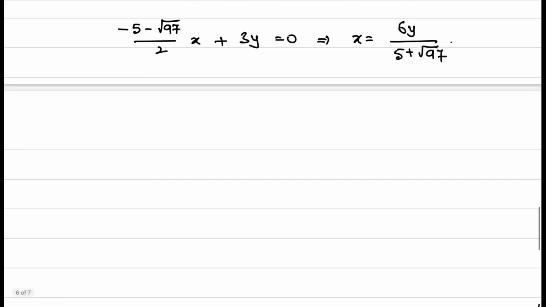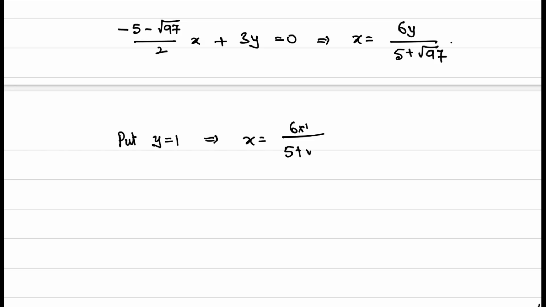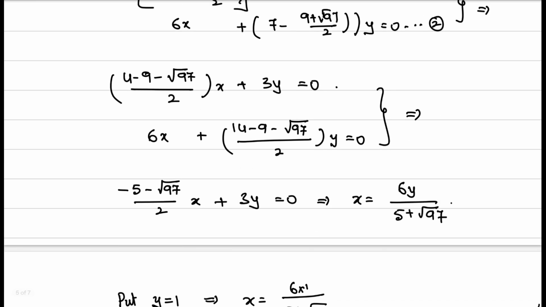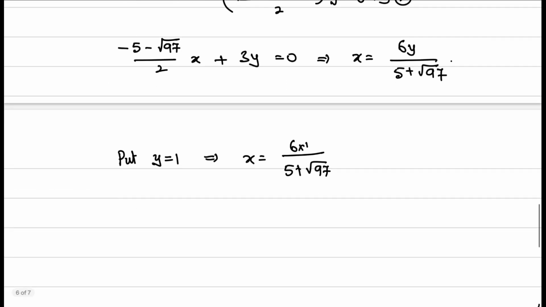Now, put y is equal to 1. Follow the procedure. That implies x is equal to 6 into 1 by 5 plus square root of 97. For the first row only, this is equation 1. For equation 1 only I am solving. That shows 6 by 5 plus square root of 97, when y is equal to 1.